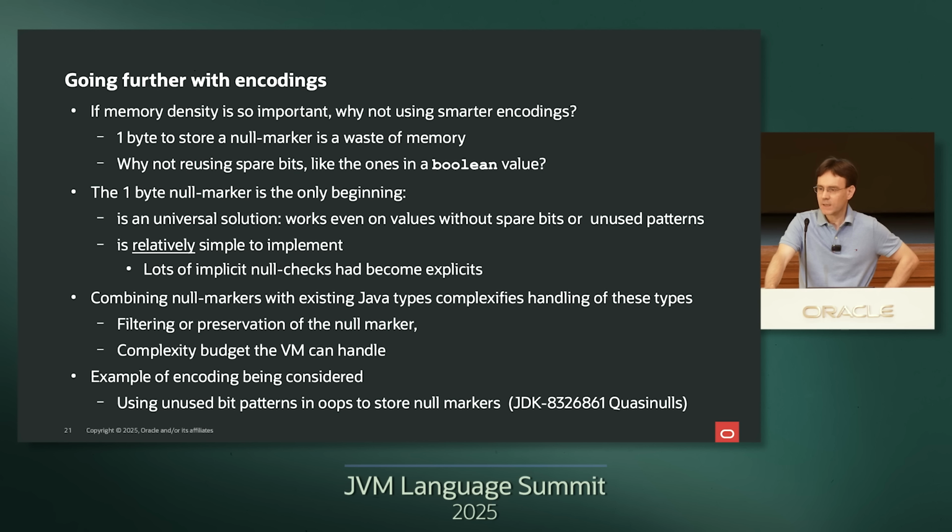We cannot imagine adding a new encoding of null every week. It won't scale. We are considering such more efficient encodings. And I put here, for reference, a proposal from John, using some unused patterns in oops and object references.